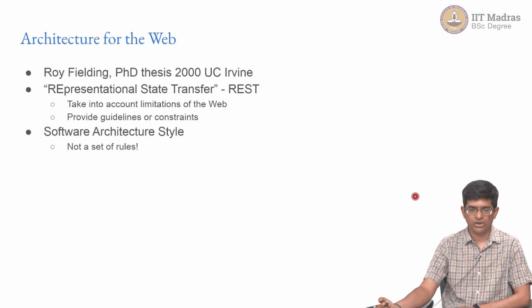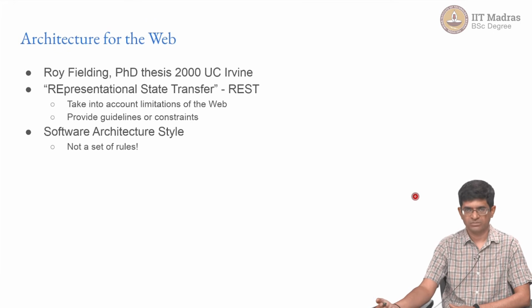So now, based on all of this, a person named Roy Fielding, who was originally working on the Apache web server, so he has a lot of background in the domain of web architectures, studied this as part of his PhD thesis at University of California, Irvine. And in 2000, that thesis was completed, and one of the main contributions from the thesis was this notion called representational state transfer, which got the abbreviation REST.